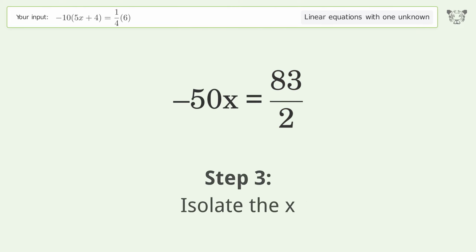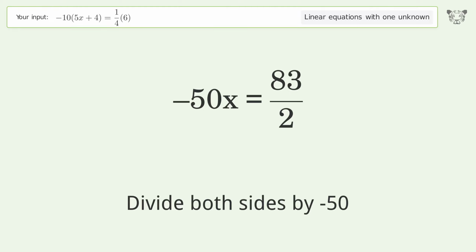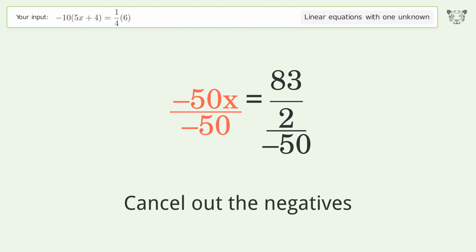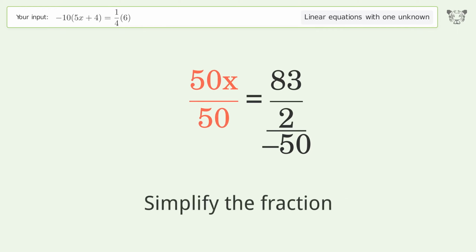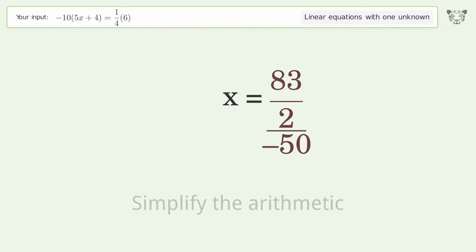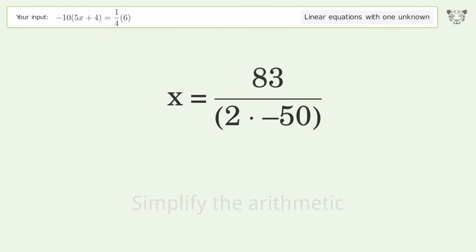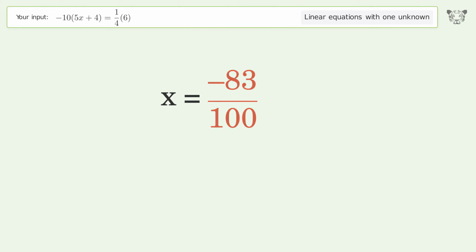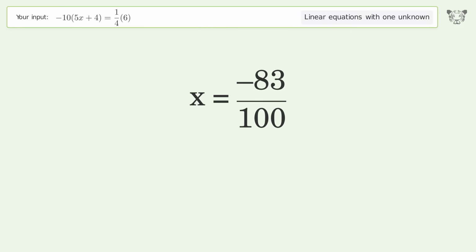Isolate the x. Divide both sides by negative 50. Cancel out the negatives. Simplify the fraction. Simplify the arithmetic. And so the final result is x equals negative 83 over 100.